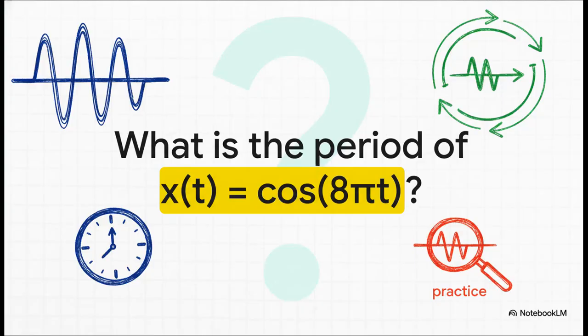Okay, time for a quick practice run. Take a look at this signal. x of t equals cosine of 8 pi t. Based on the formula we just saw, what do you think its fundamental period is? I'll give you a second to work it out.